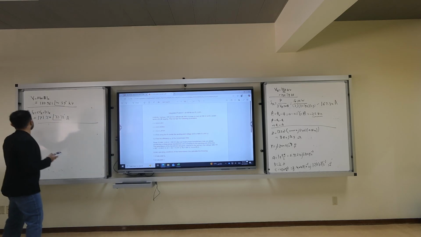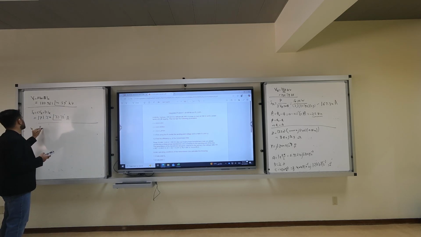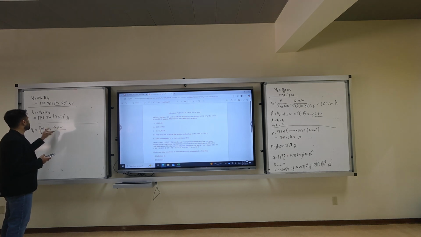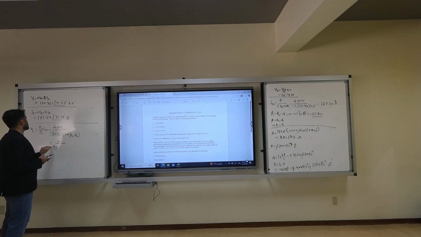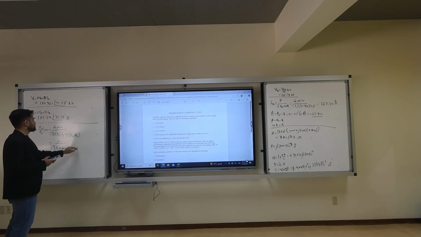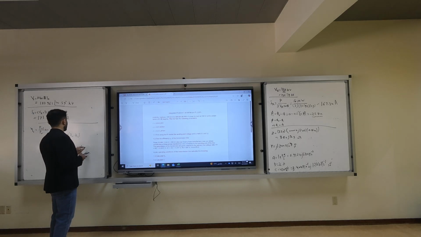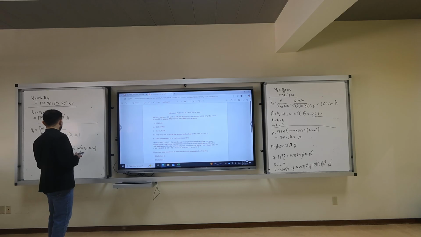What is eta 1? Eta 1 is P output over P input times 100, which is 60 megawatt, over what is P input? 3 Vs IS cosine of theta Vs minus theta IS, which is 60 over 3 times, take the magnitude, 133.961 kilo times 171.24 times cosine of 4.59 minus 32.73. We should get 99.01%.